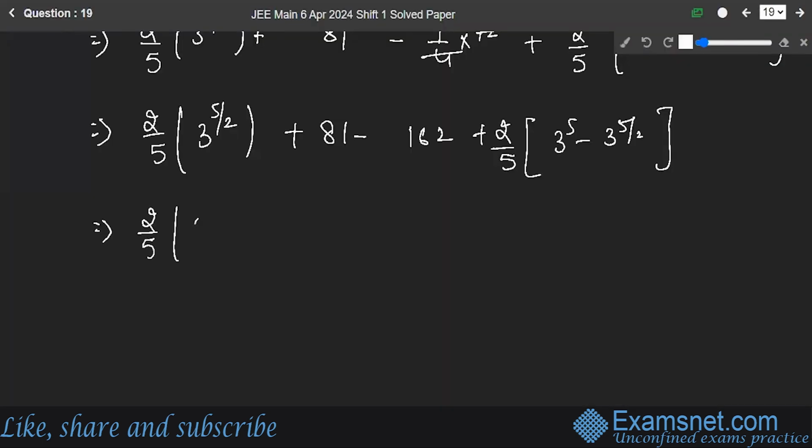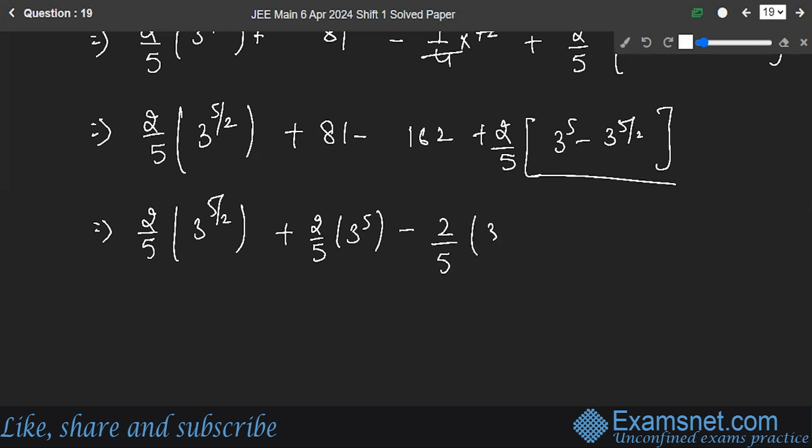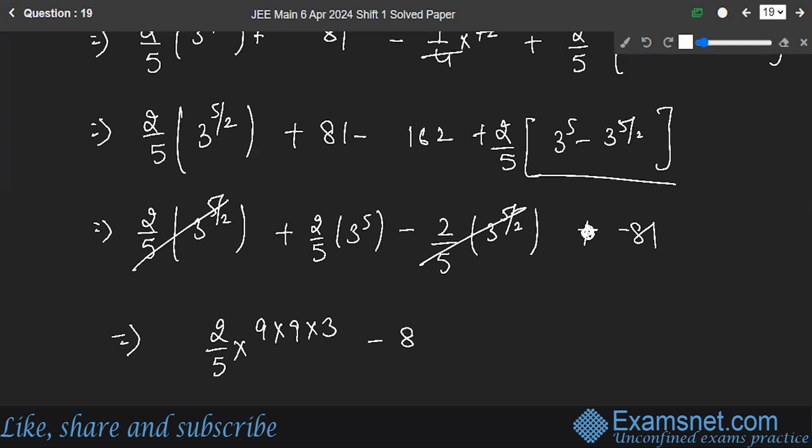2 upon 5, 3 bar 5 by 2. And I'm taking this over here. 2 by 5 into 3 bar 5 minus 2 by 5 into 3 bar 5 by 2 plus 81 minus this gives me 81 minus 81. Okay. This and this will cancel out. You will have 2 upon 5 into 3 power 5. This is 9 into 9 into 3 minus 81. And solving this will give you 486 upon 5 minus 81.